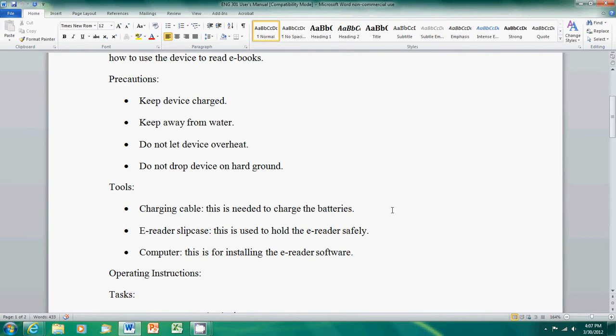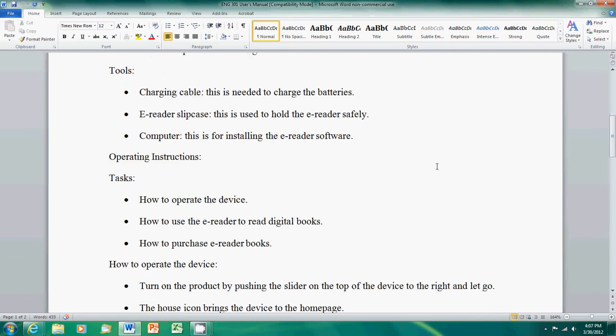The next part lists the precautions. These might seem like obvious things, but when dealing with new users, all the points have to be considered, such as keeping the device charged, keeping it away from water, all very basic things, but very important to state.